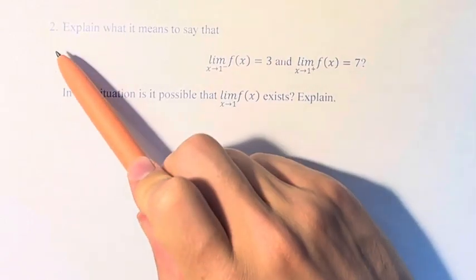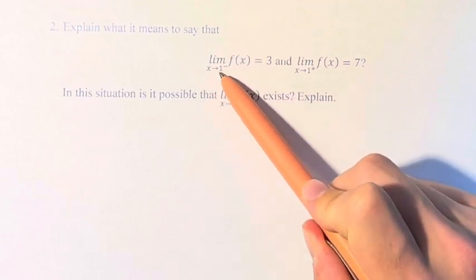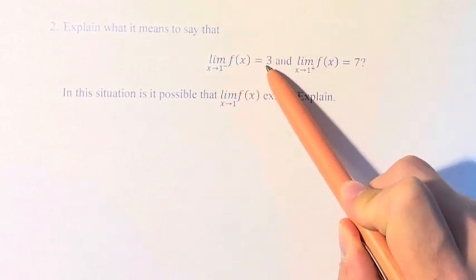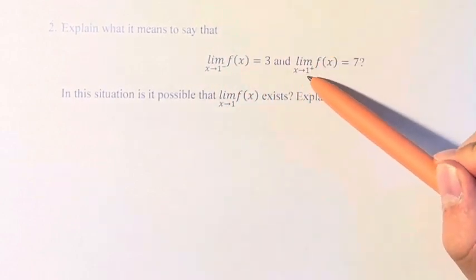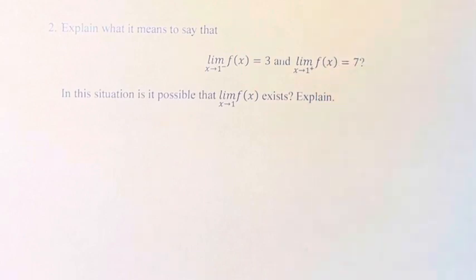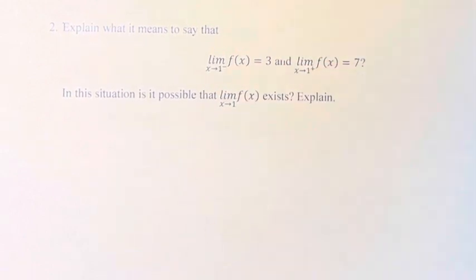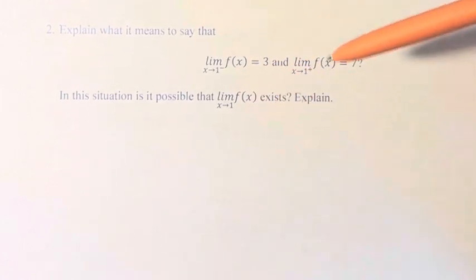In this problem, we're asked to explain what it means to say that the limit as x approaches 1 from the left of f of x equals 3 and the limit as x approaches 1 from the right of f of x equals 7. So the way I actually had to say them out in terms of explaining this problem is probably going to give you a hint as to what they mean.